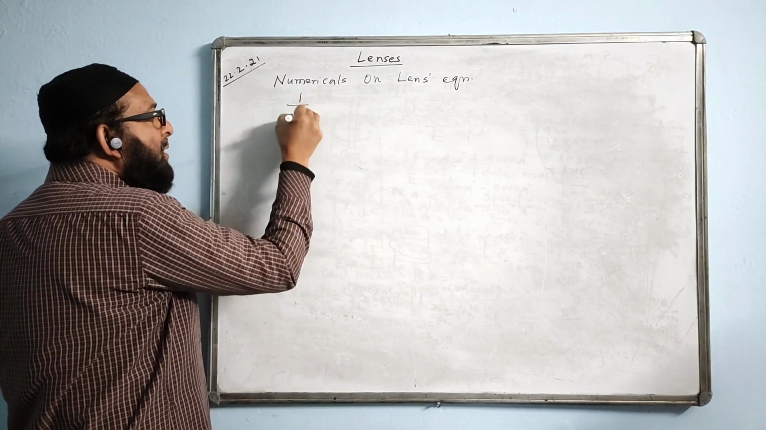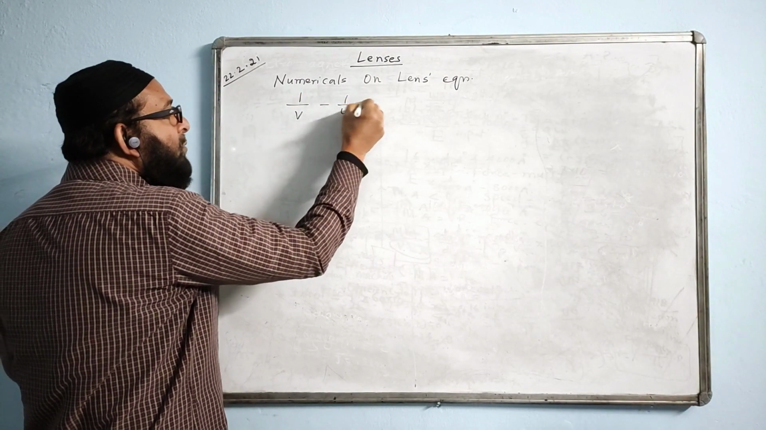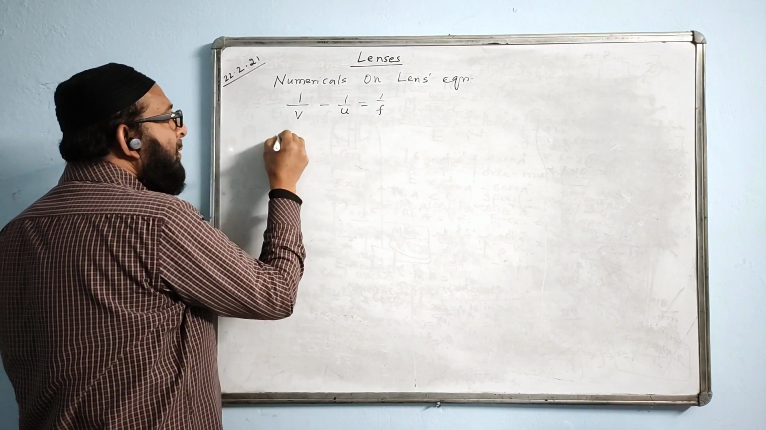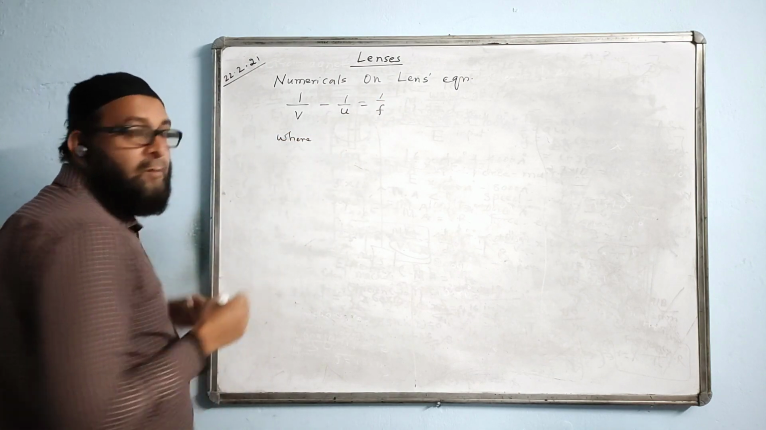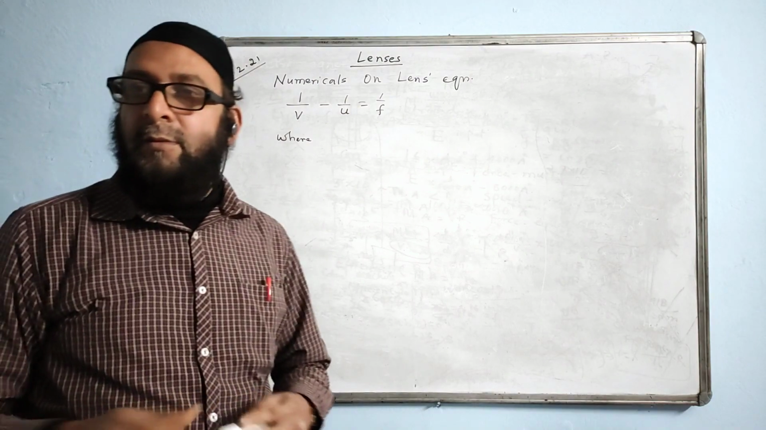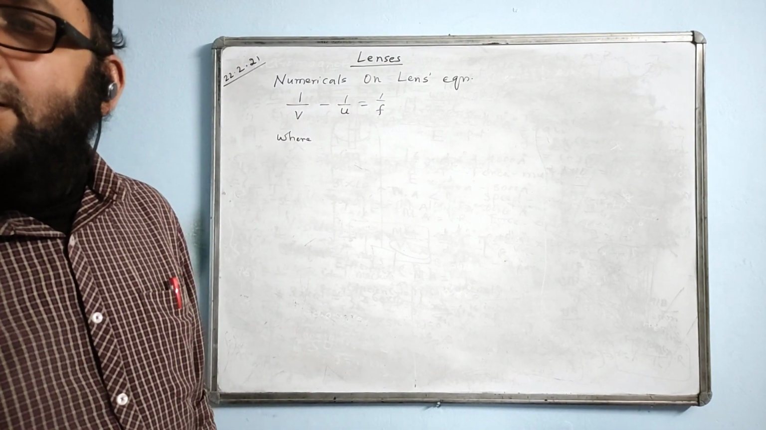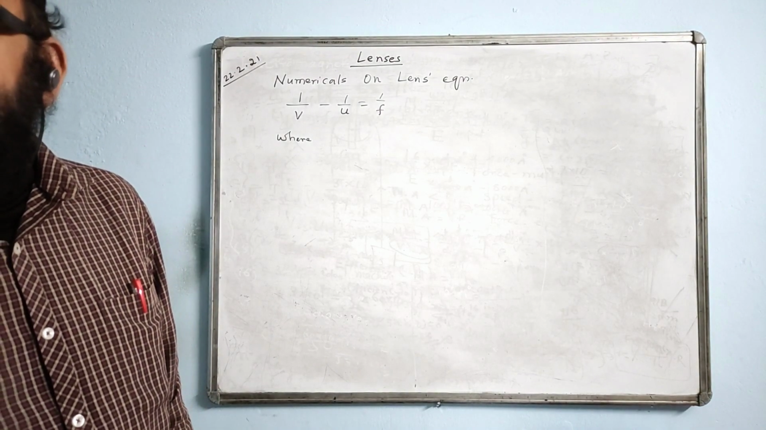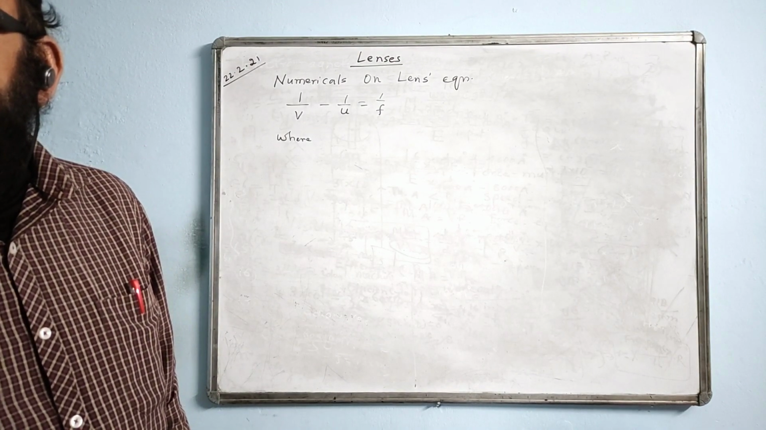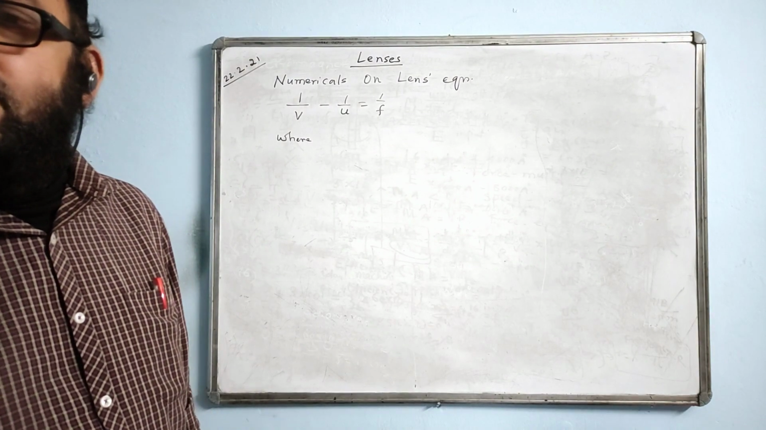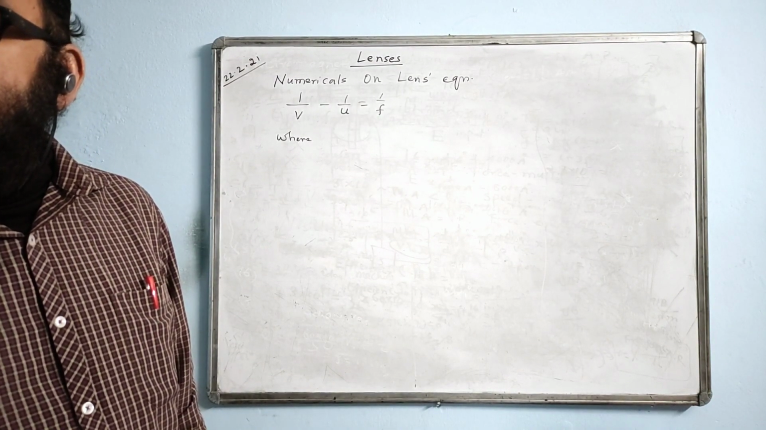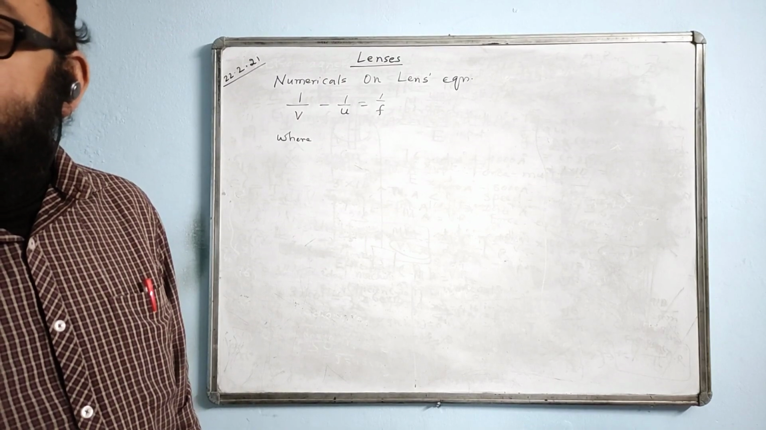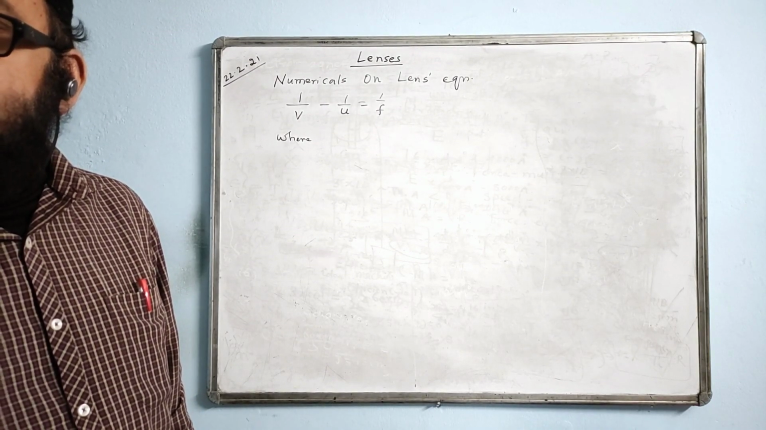What is the lens equation? This is the equation 1 by v minus 1 by u equal to 1 by f. What is not clear? Okay. Now it is clear, huh?